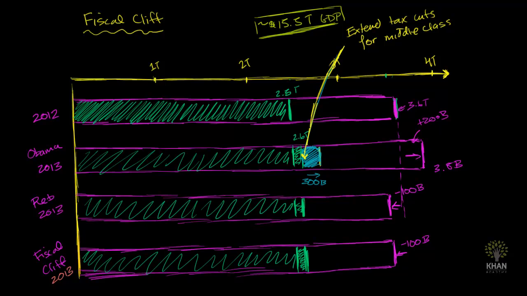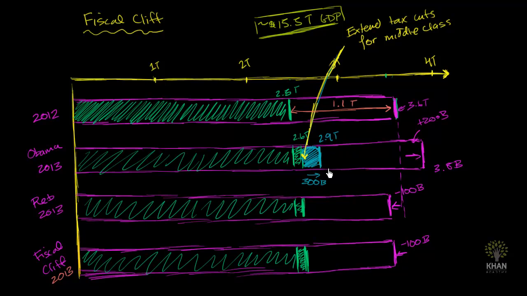So this gets us to, in the Obama scenario, we end up with 2.9 trillion in revenue. So let's compare what the deficit did from 2012 to Obama's budget plan. So in 2012, if you take 3.6 trillion, subtract out 2.5 trillion, there is a gap. There is a gap of 1.1 trillion. This is the deficit. This is how much the government has to borrow in 2012.